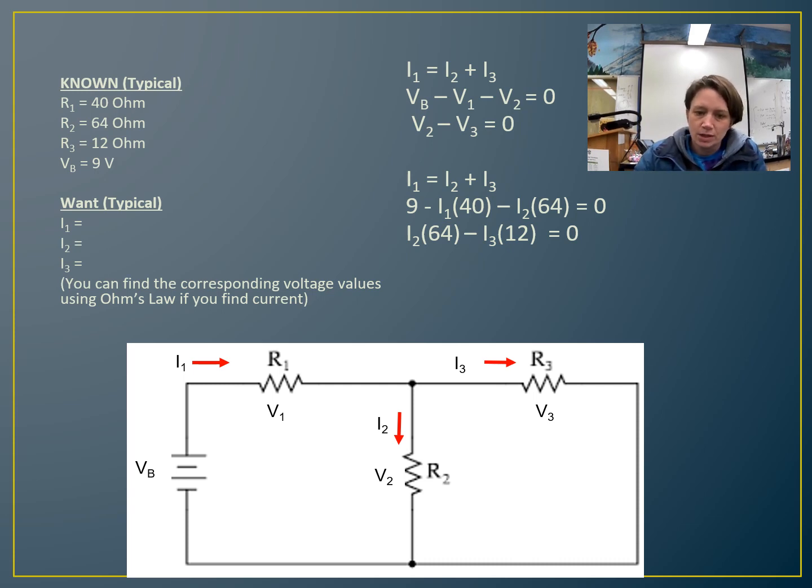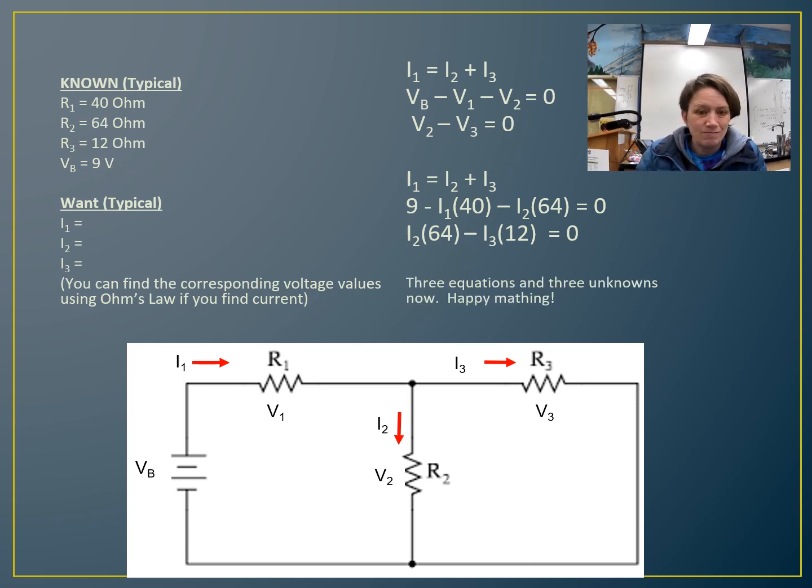I1 equals I2 plus I3 stays the same. And then in the next one, I substituted in the known values. So I know my battery voltage is 9. And instead of V1, I wrote I1 times R1, which is I1 times 40. And then I've got I2 times 64 equals 0, etc. You can see how this kind of comes together. So at this point, we have 3 equations. We've substituted in to get 3 unknowns and 3 equations.